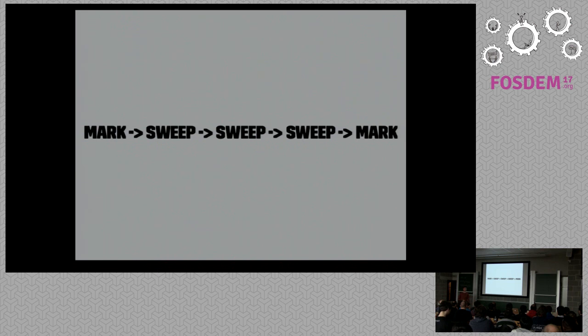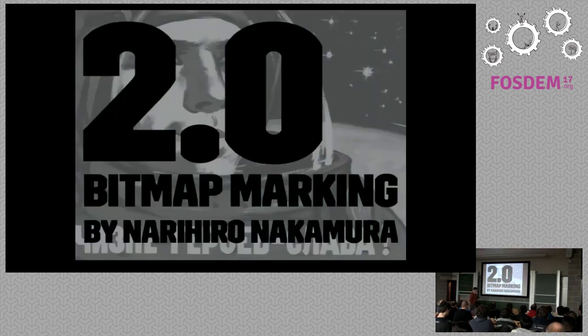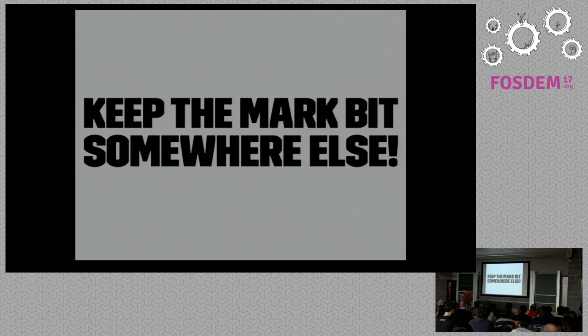In 2.0, we got official copy on write support. I mean, technically, you're always supporting copy on write. It just either works well or it doesn't work at all. Copy on write only happens at the operating system level. So technically, you already supported it, you just didn't take advantage of it, really. And we got that through something called bitmap marking, which is another Naruhito Nakamura commit.